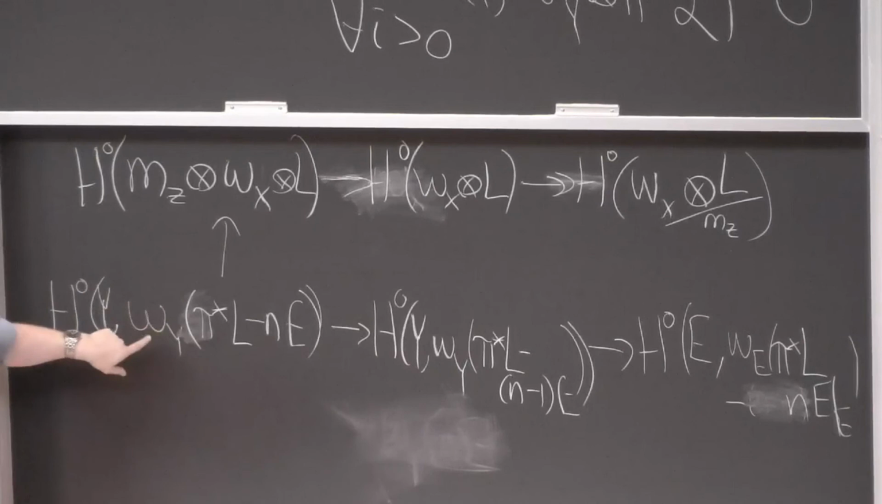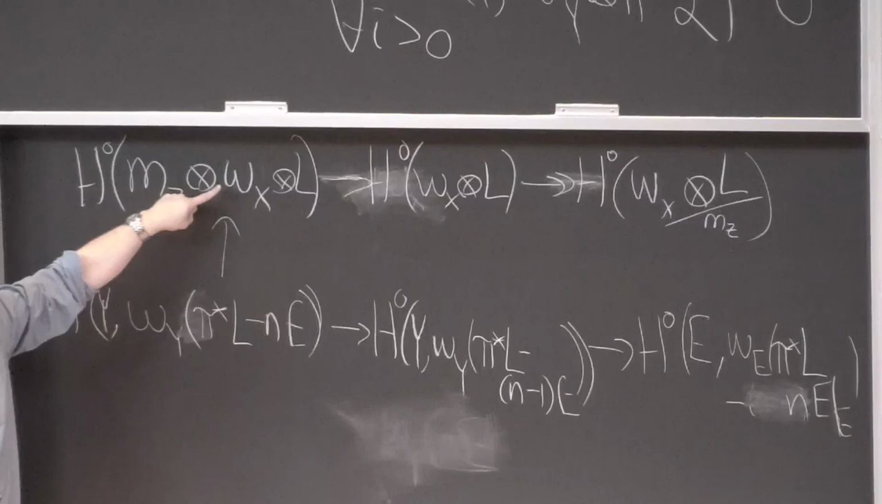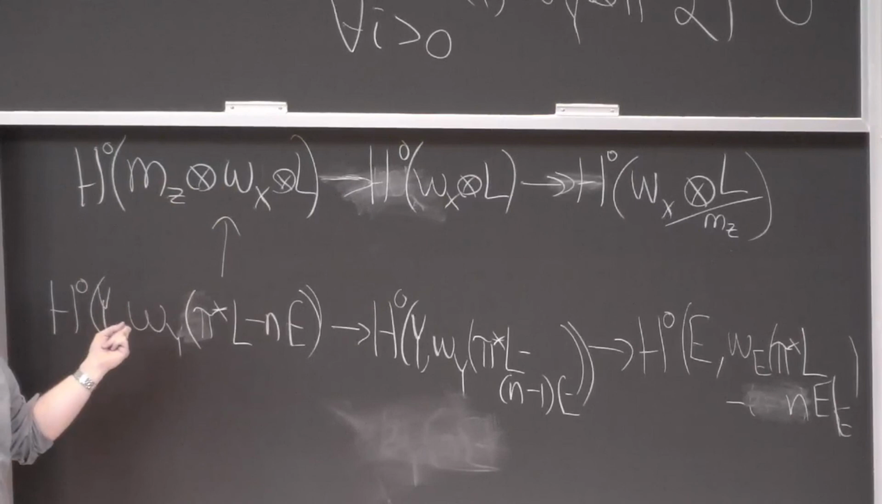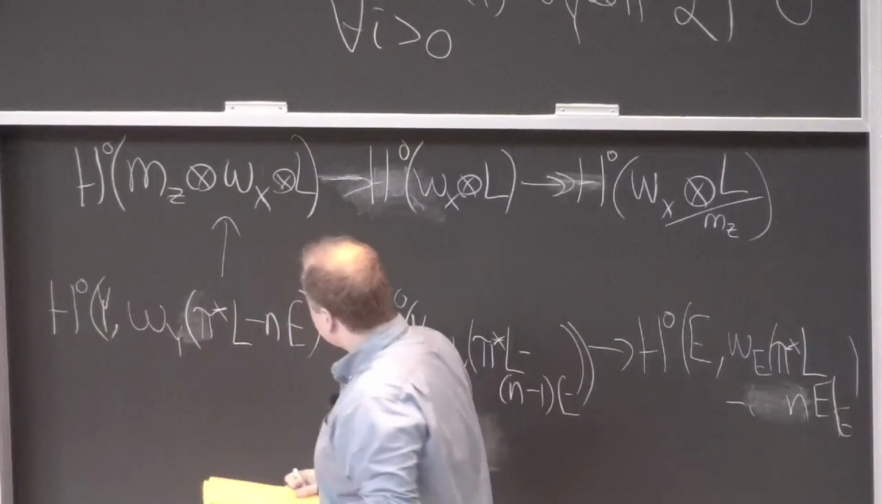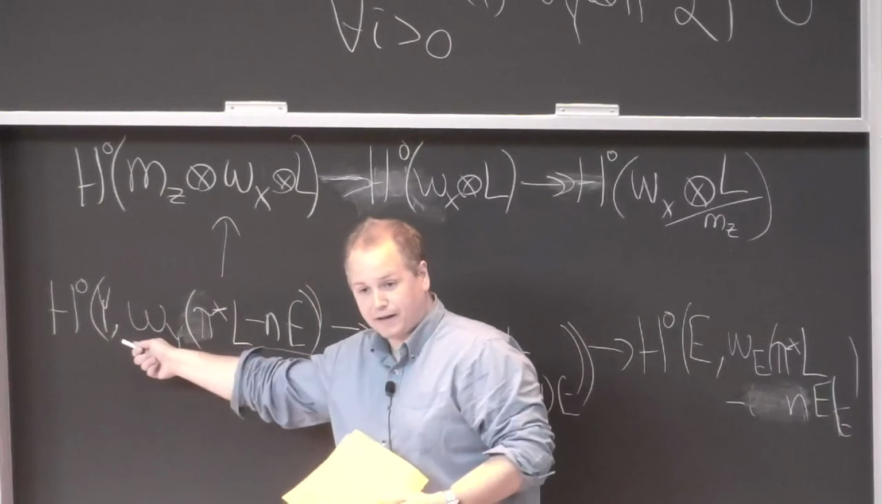We have, what's omega y? How does it compare to omega x? Omega y is the pullback of omega x, and then I have n minus 1 copies of E, because I'm blowing up a smooth point. Remember, E is just a P^(n-1). And then of course I'm subtracting off n copies of E, and I have n minus 1 extra, so that's subtracting off one extra copy of E.